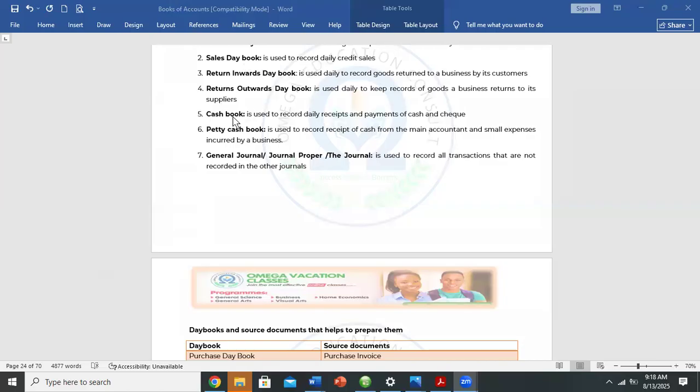The same way when you sell an asset on credit, it will be in your general journal, because if you sell an asset on credit, it cannot be in the sales day book because an asset is not goods. So at least I've given you 2 transactions that will be recorded in the general journal.